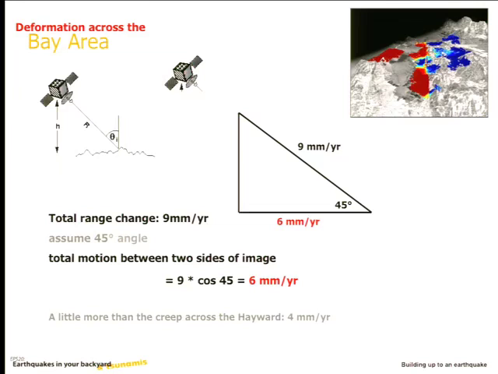And so that's more, of course. We know that there's a creep rate across the Hayward Fault of 4 millimeters per year in Berkeley. And so this motion is 2 millimeters per year more than that. So obviously we're going further out from the Hayward Fault, so we're seeing more relative motion. Okay, does this make sense before I go back to this blue blob? So this is another mechanism that we have to measure the deformation of the surface of the Earth. Yeah?